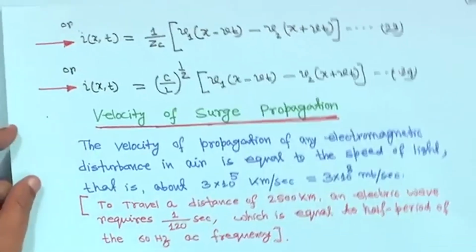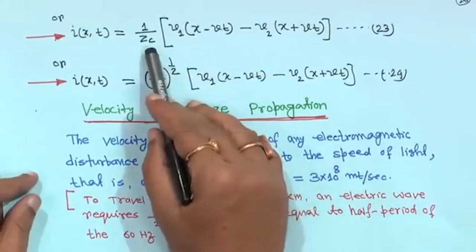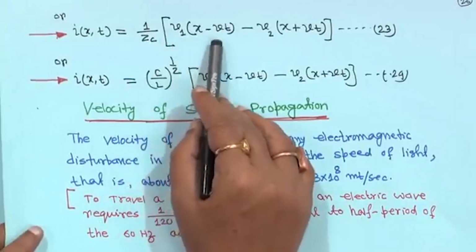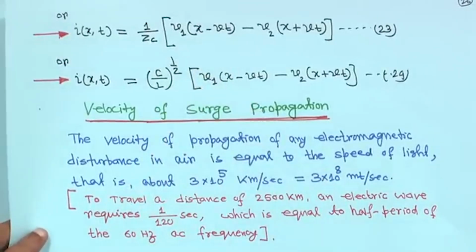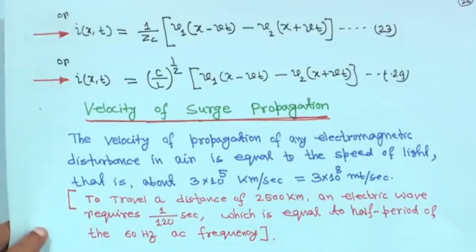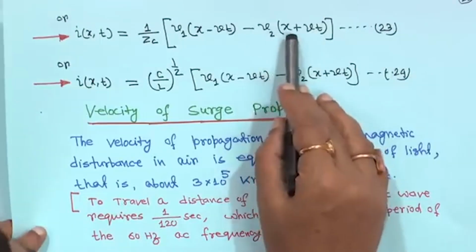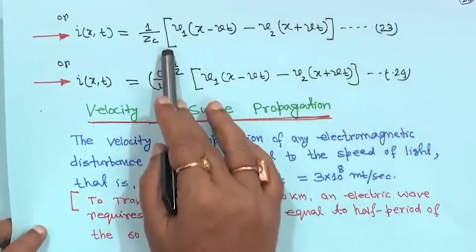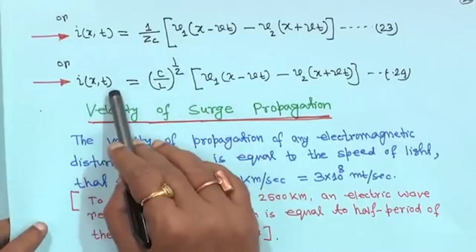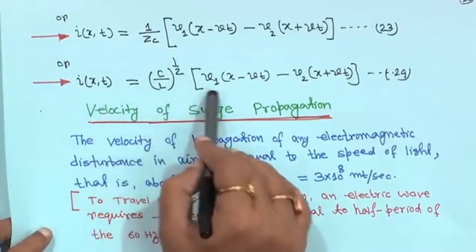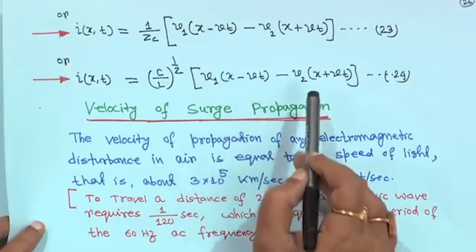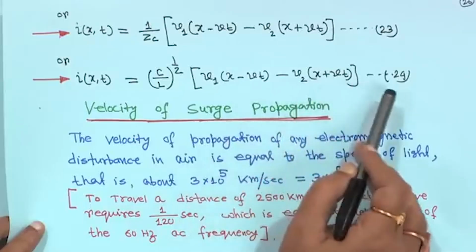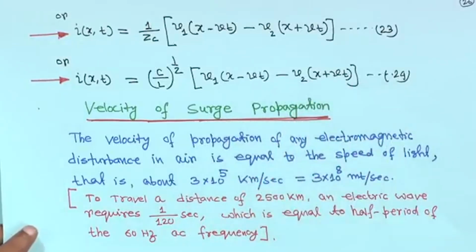Therefore, I(x,t) will be 1 upon Zc. So, Vf is V1(x minus Vt), and Vb is equal to V2(x plus Vt). This is equation 23. And Zc we know is root over L by C. So, it is 1 upon Zc, therefore I(x,t) will be (C upon L) to the power half times [V1(x minus Vt) minus V2(x plus Vt)]. This is equation 24, right.